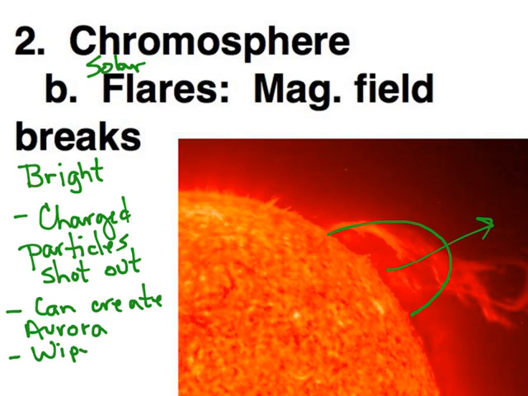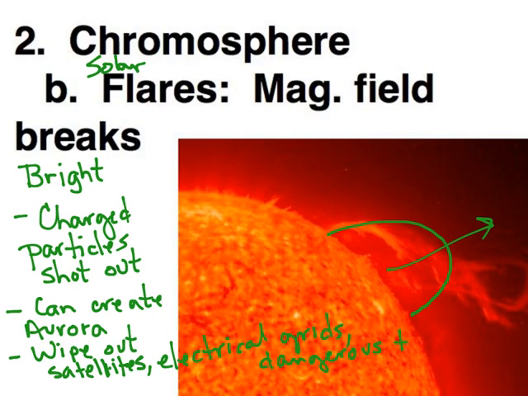Well, it can also wipe out satellites and electrical grids. So if it's a really strong solar flare, it can be quite dangerous. It is dangerous to astronauts. So for our astronauts, we let them know, if a solar flare is coming, they have safe places they can go in the space station. But that is a solar flare.